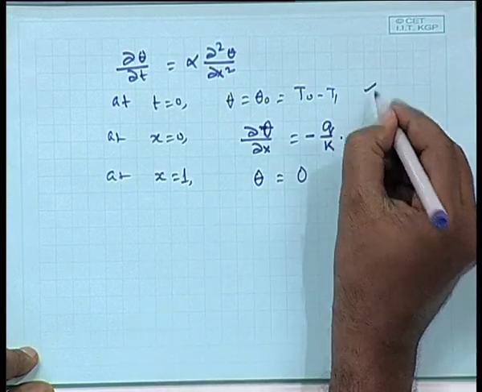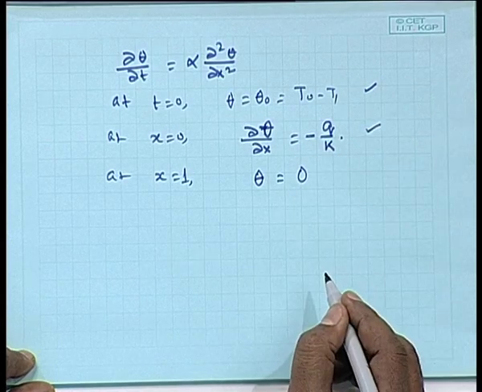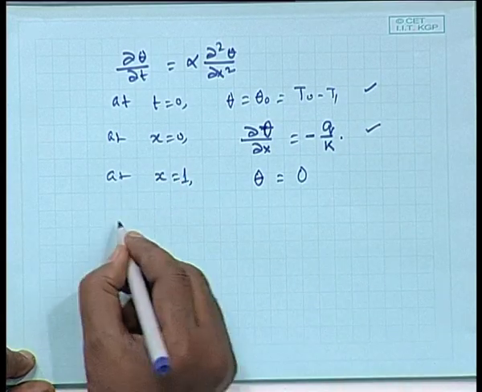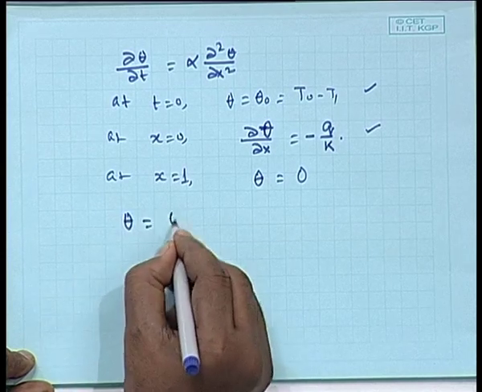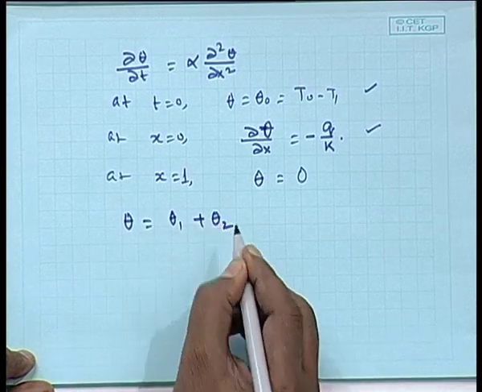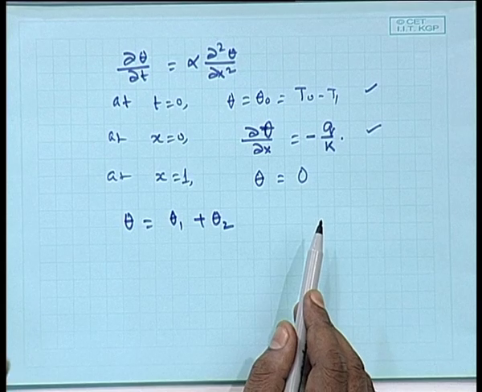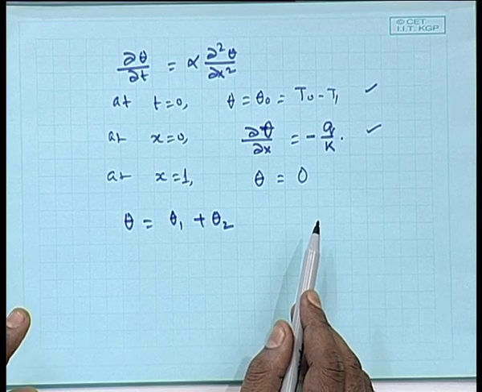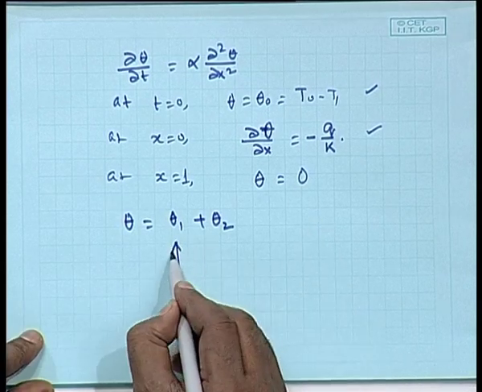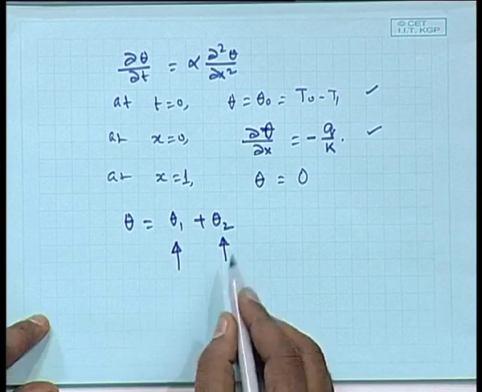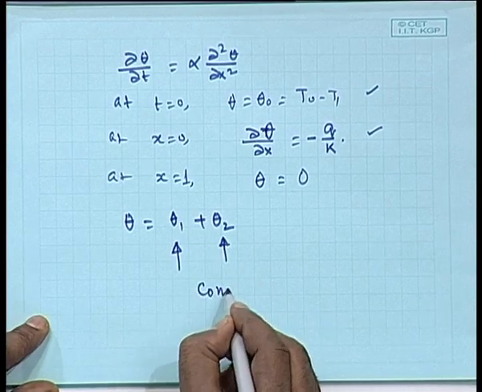Now, there are 2 sources of non-homogeneity in this equation. Okay. So, this equation will be divided into 2 parts, theta is equal to theta 1 plus theta 2, considering one non-homogeneity at a time. We will be constructing theta 1 and theta 2 such that we will be considering one non-homogeneity at a time.